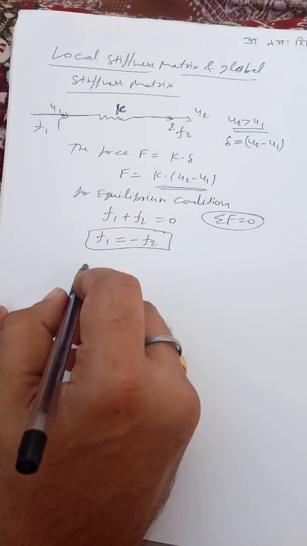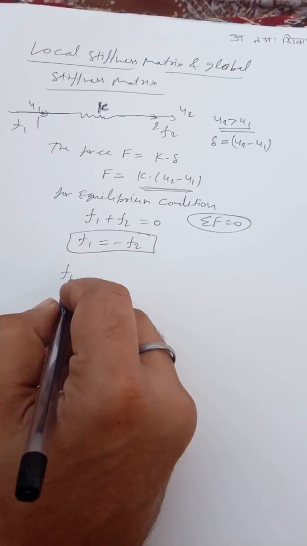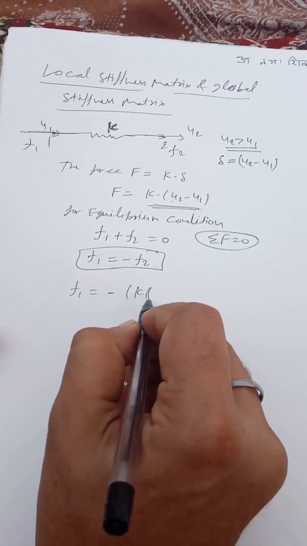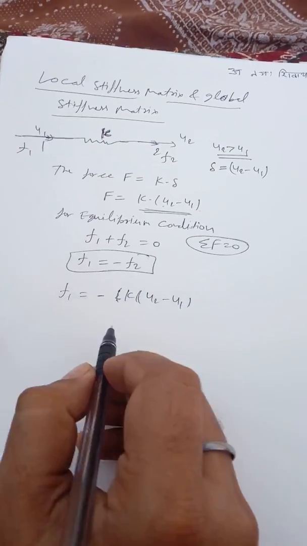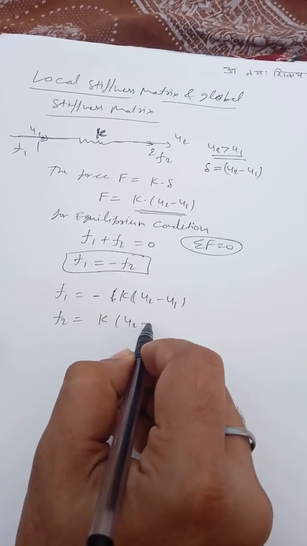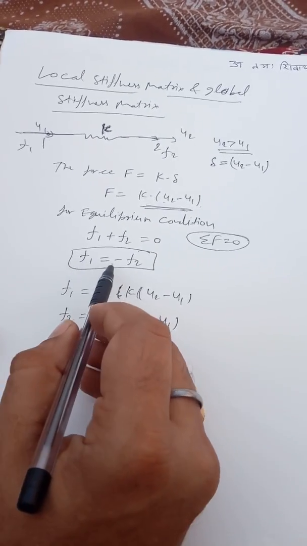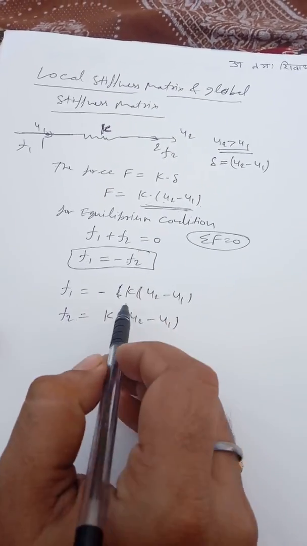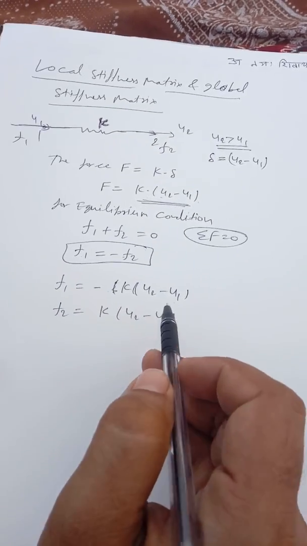As we know that F is equal to k (u2 minus u1), F1 is equal to minus k (u2 minus u1) and F2 is equal to k (u2 minus u1). Here F1 is negative because F1 is equal to minus F2, so F1 should be negative and F2 should be positive.